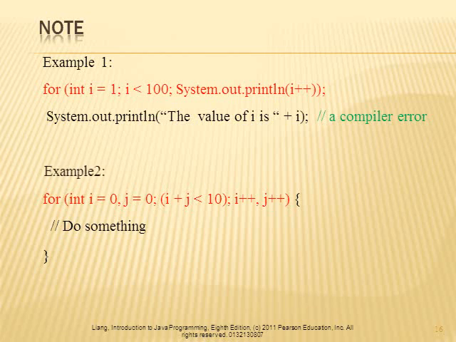Well, taking a look at example 2 here, the action after each iteration in a for loop can be a list of 0 or many comma-separated statements. And in this example, both I and j are being incremented. Therefore, both loops are syntactically correct, but as written, we would probably rarely use those structures in practice.